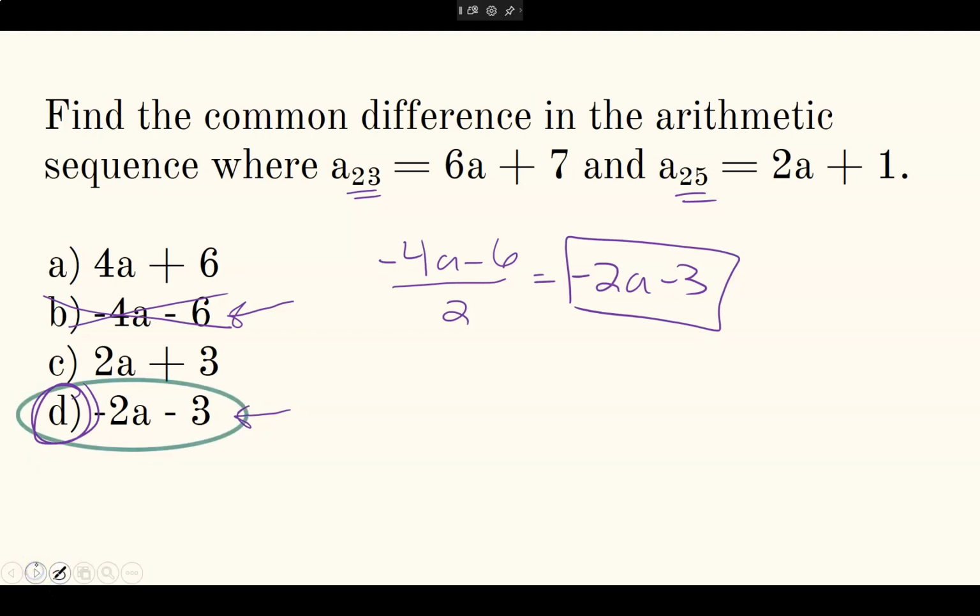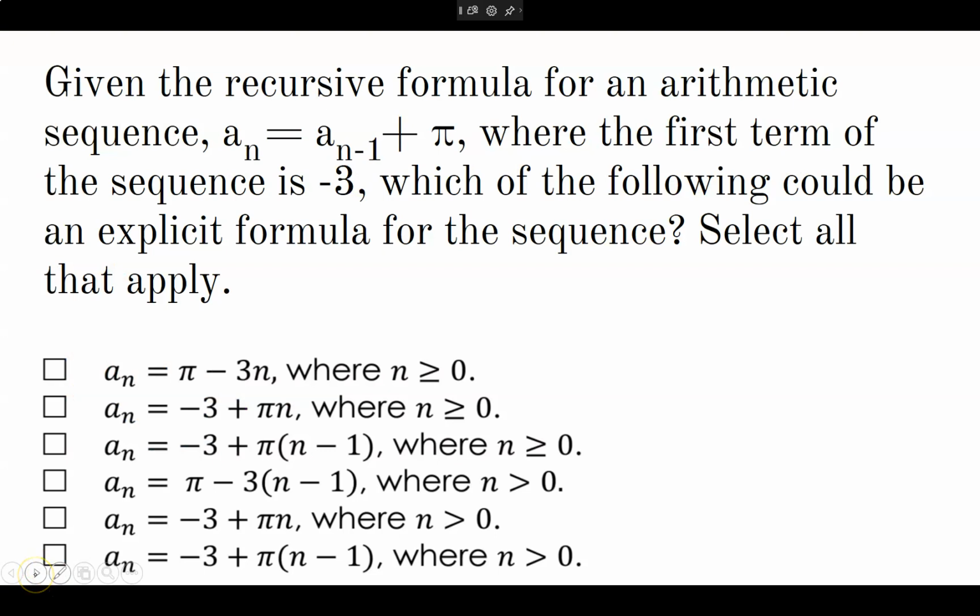All right, this lovely is a thinker. Here we go. Given the recursive formula for an arithmetic sequence, a sub n equals a sub n minus 1 plus pi. Stop right there. The recursive formula gives me what? It gives me the difference. So tell me, what is the difference? I already know it. It is pi. Where the first term of the sequence is negative 3, which of the following could be an explicit formula for the sequence?